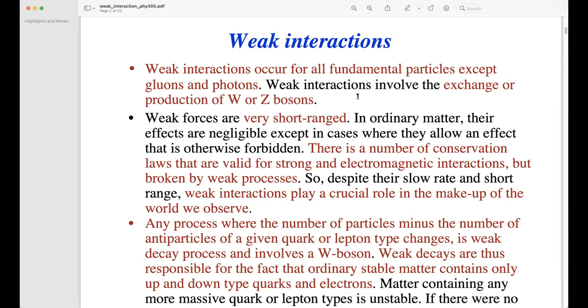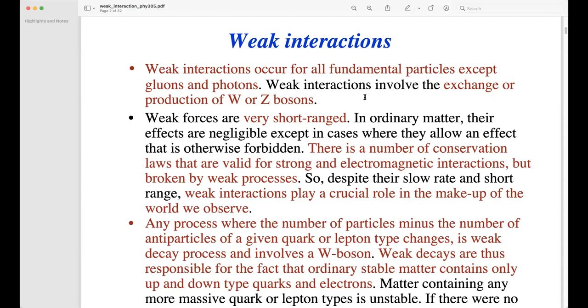Weak interactions are involved with the exchange or production of W plus-minus and Z bosons. W and Z bosons are the mediating particles, as we discussed in the last lecture on the standard model, the mediating particles. You also know one more thing: these weak forces are short range forces, effective only over very short ranges. So in ordinary matter, their effects are negligible, right?